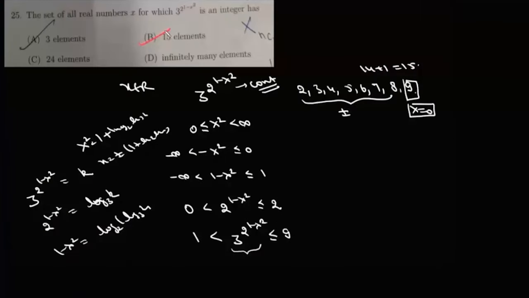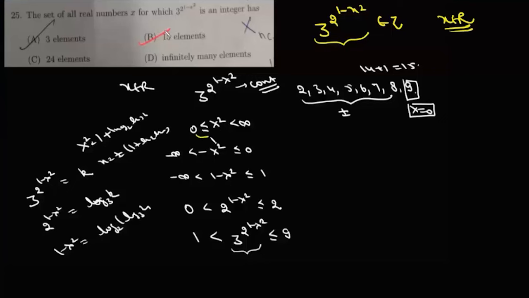Now the question is, set of all real numbers x for which 3 to the power 2 to the power 1 minus x square is an integer, where x is a real number. So basically we are looking at all the integer values of this function when x lies between minus infinity and plus infinity. Now we have to construct this function.